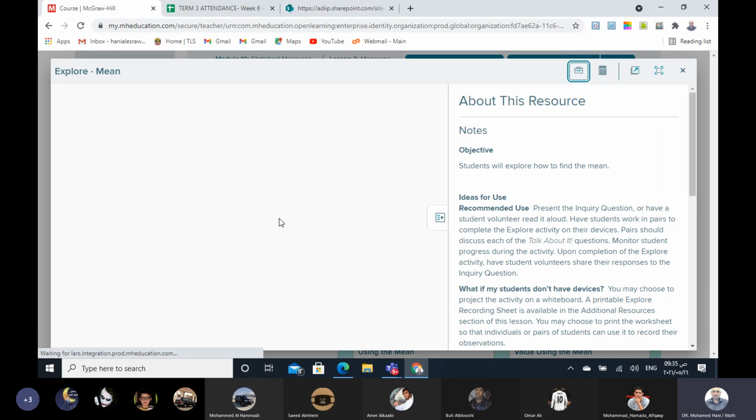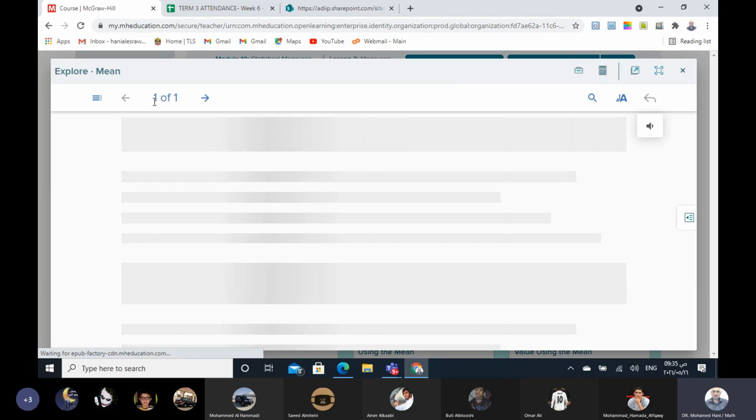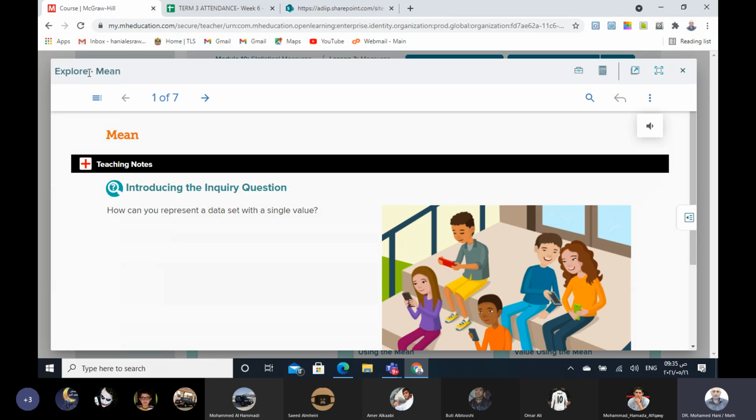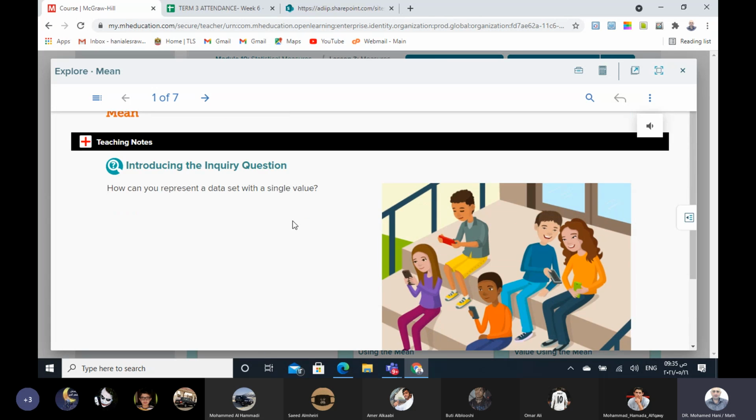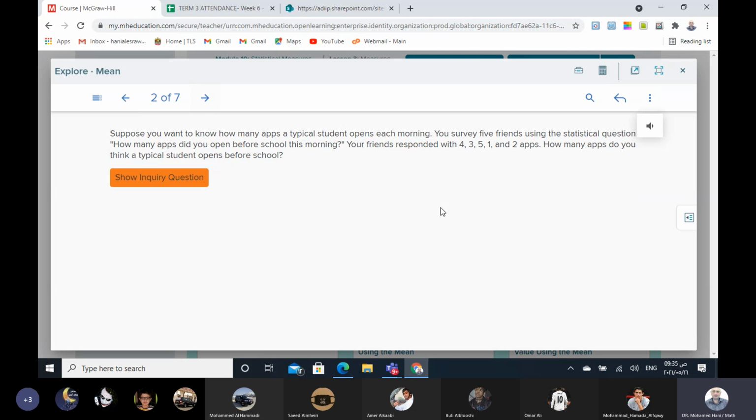So in this lesson, we have many measures of center. The first one is the mean. What is the meaning of the mean? We want to learn what the mean is and how to solve for the mean. How can you represent a data set with a single value? Listen, please.